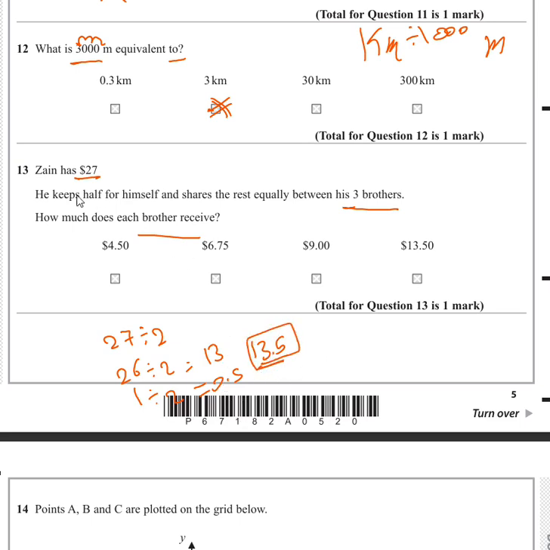13.5. Now he divided that among his 3 brothers. Okay, that means I have to divide 13.5 among his 3 brothers. I can see that the answer is 4.5 because if I multiply 4.5 by 3, it's going to be 13.5. So the answer is 4.5.